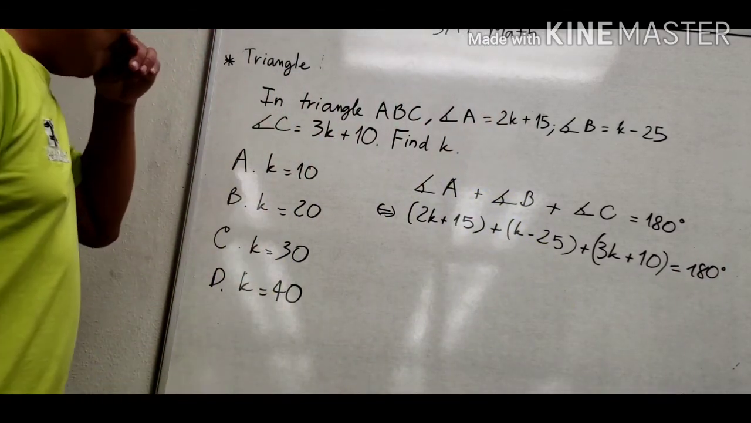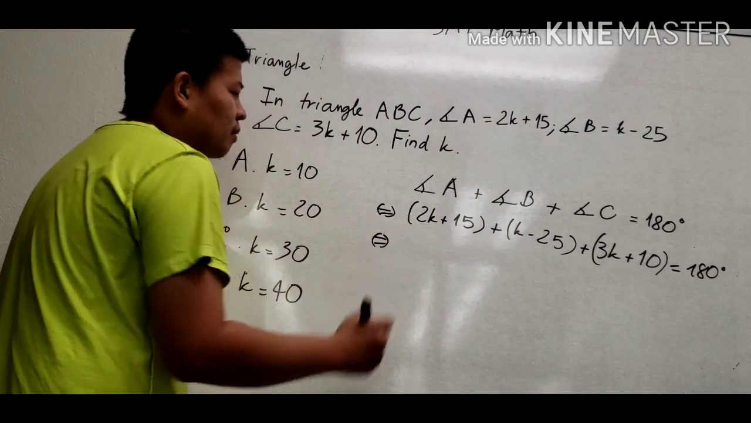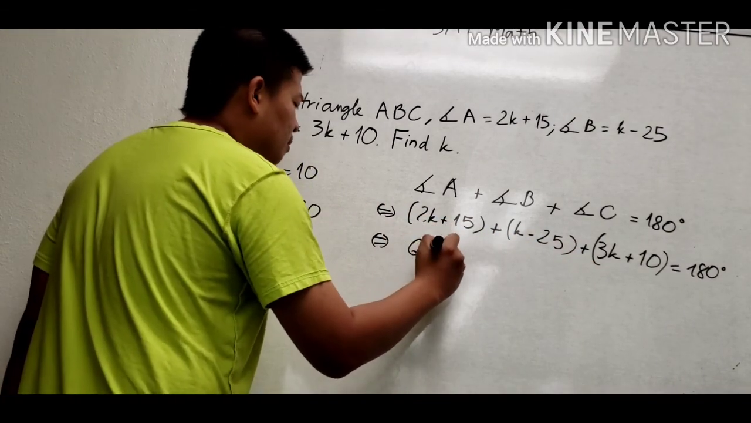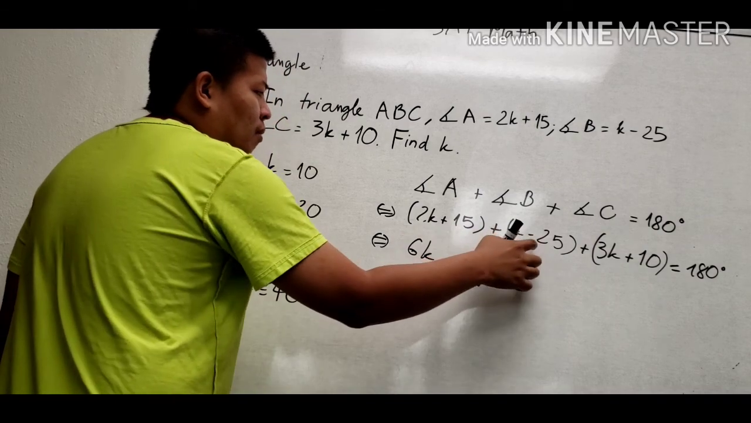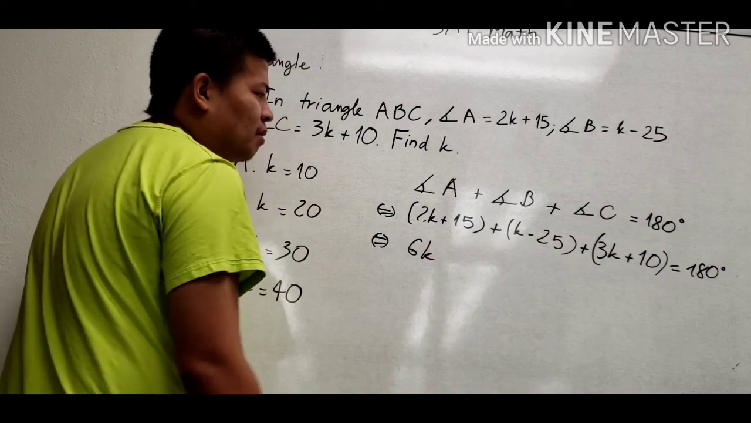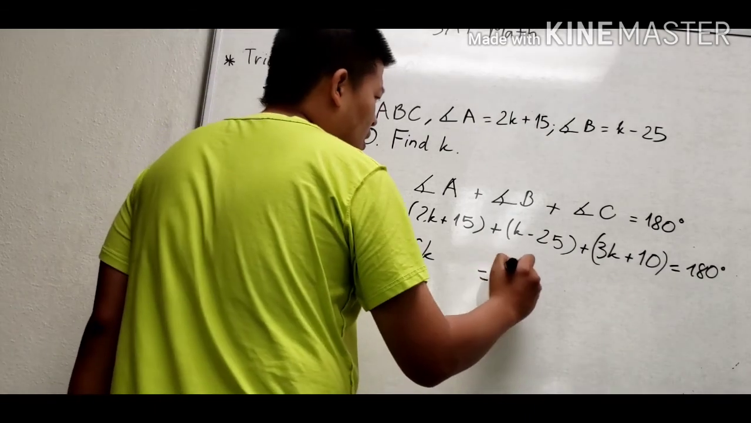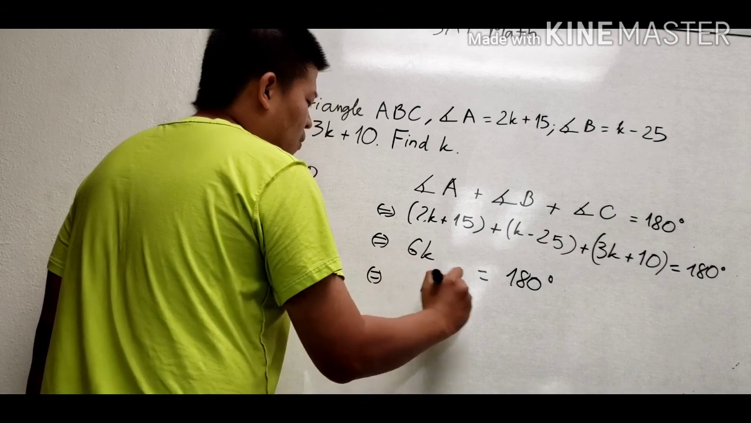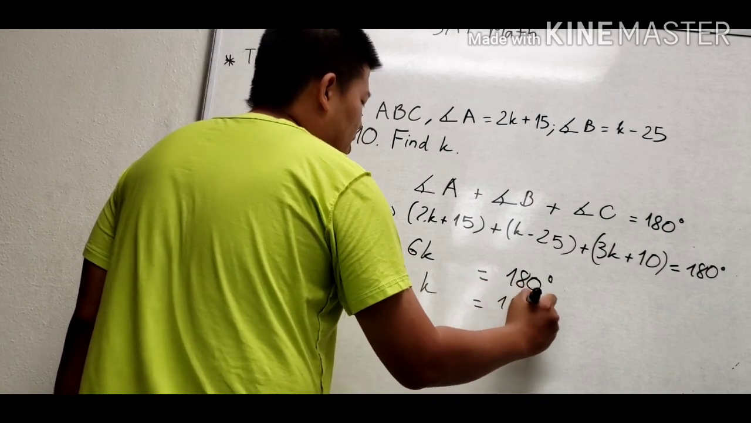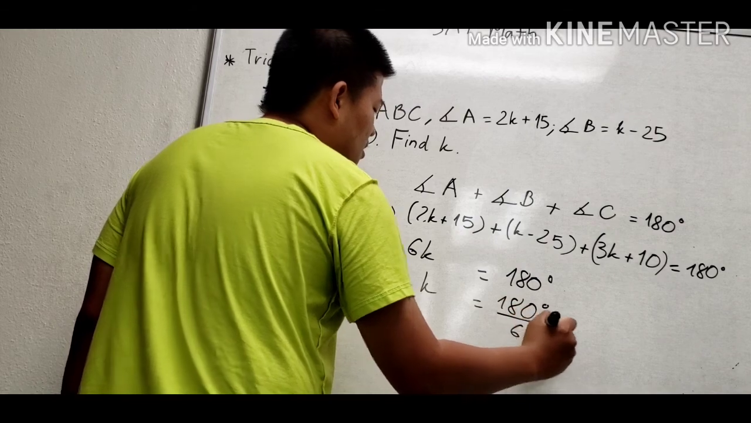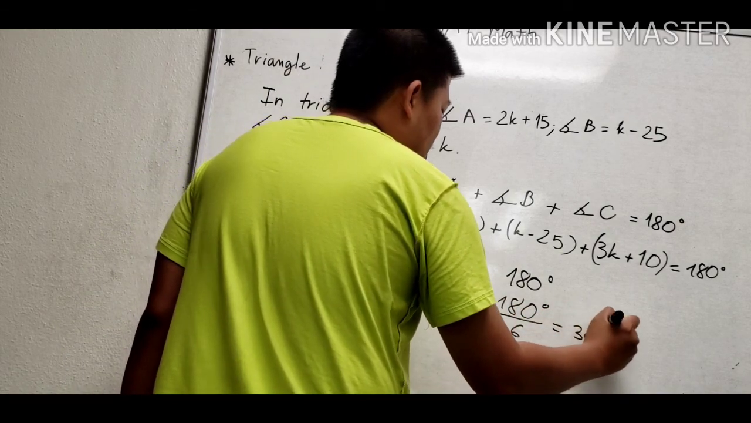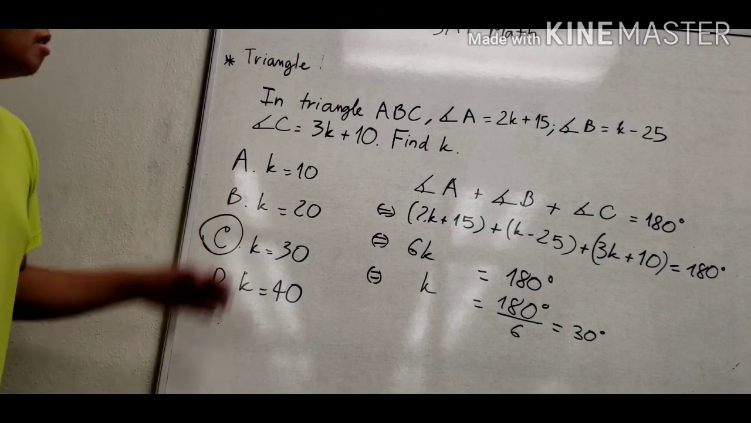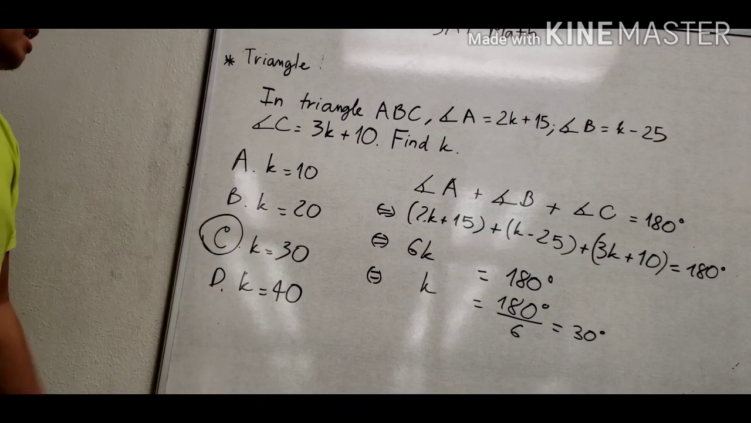So we sum all the numbers together. 2k, k, and 3k make 6k. 15 minus 25 is minus 10. Minus 10 plus 10 is 0. So we get 6k equals 180. So k becomes 180 degrees divided by 6, and you get 30 degrees. So k is 30. This is step by step how to find k.